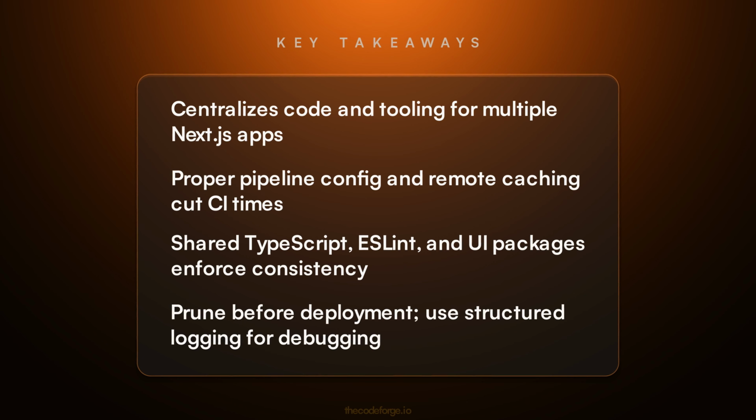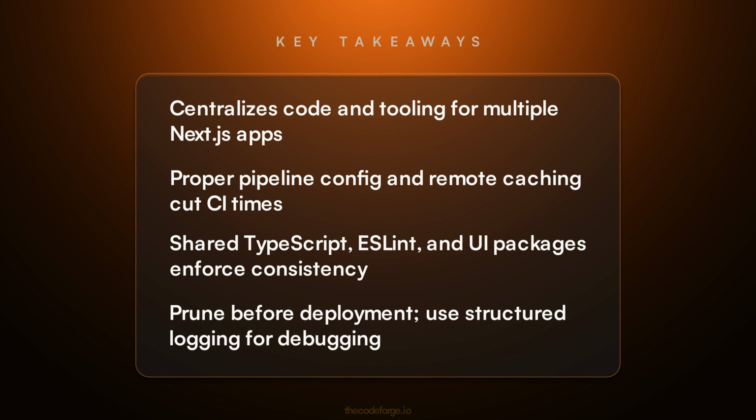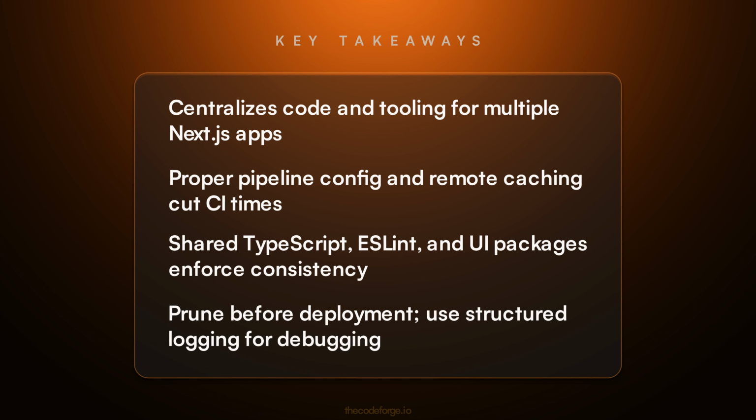Let's recap the key takeaways. Centralizes code and tooling for multiple Next.js apps. Proper pipeline config and remote caching cut CI times. Shared TypeScript, ESLint, and UI packages enforce consistency. Prune before deployment. Use structured logging for debugging.